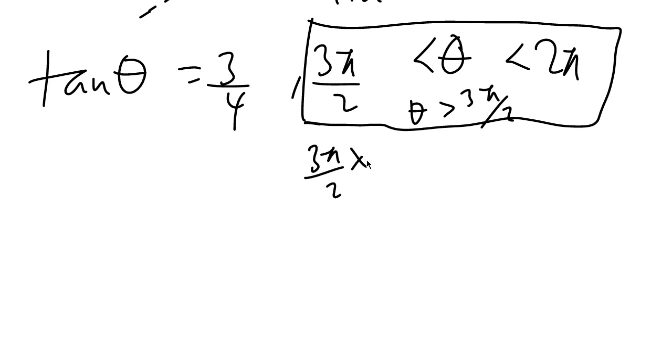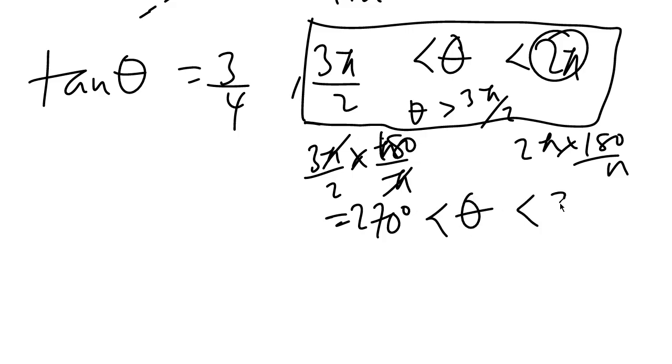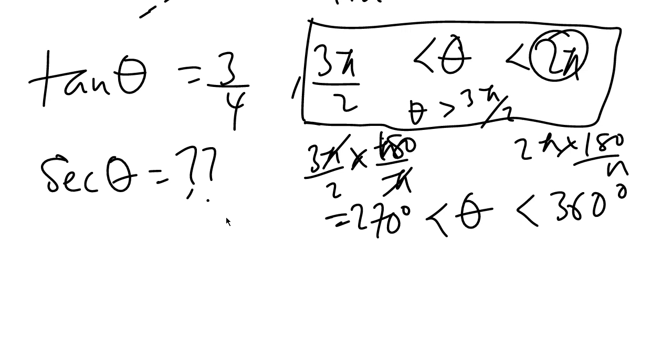And what is 3 pi over 2 in degrees? 3 pi over 2 times what? Pi over what? Times 180 over pi. Right? And that is what? 270 degrees. And then 2 pi is what? 2 pi times 180 over pi, which is what? 360. So we can literally say within this range, 270 to 360, if tan theta is 3 over 4, the question now said find sec theta. Find sec theta. You now must be very careful.